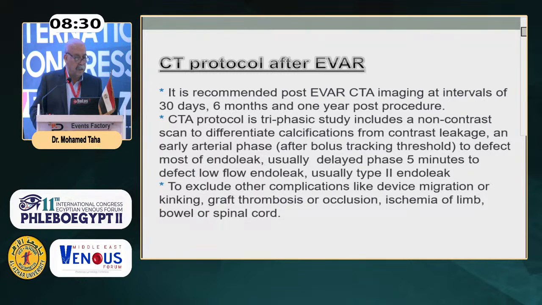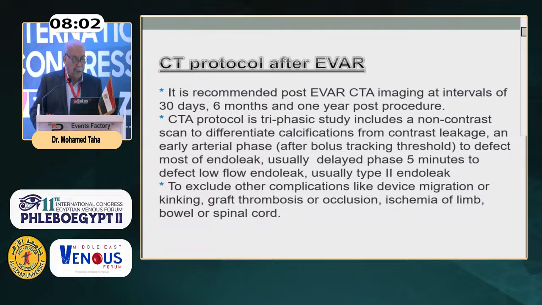Include a non-contrast CT scan to differentiate calcification from contrast leakage and early arterial phase. Calcifications have an attenuation value of about 100 to 120, and fresh blood about 70 to 90. After bolus tracking threshold, the early arterial phase detects most endoleaks. A delayed scan at 5 minutes detects low flow endoleak, usually type 2 endoleak.